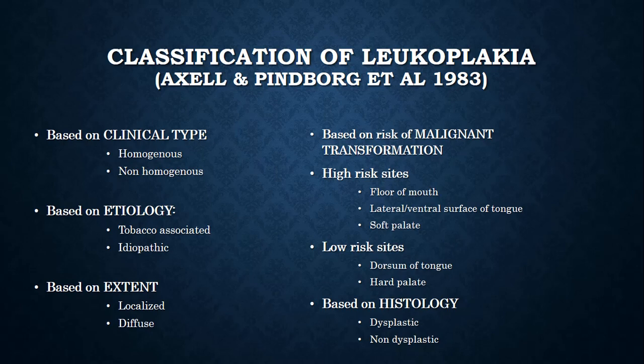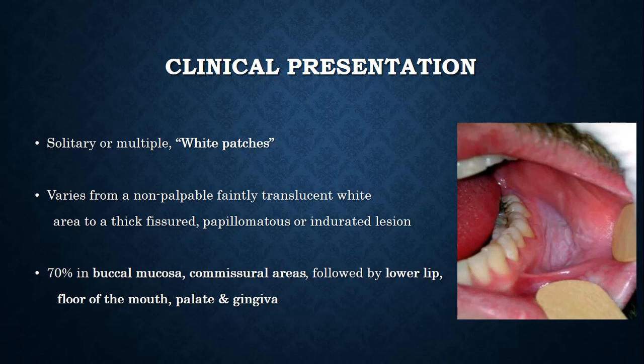Classification of leukoplakia could be based on its clinical type, like homogeneous and non-homogeneous; on etiological factors, like associated with tobacco or idiopathic; on the basis of extent, that's localized or diffuse; or based on risk of malignant transformation, and on the basis of its site and histological type. Clinically, it can present as solitary or multiple white patches, varying from a non-palpable, faintly translucent white area to a thick fissured, papillomatous or indurated lesion.